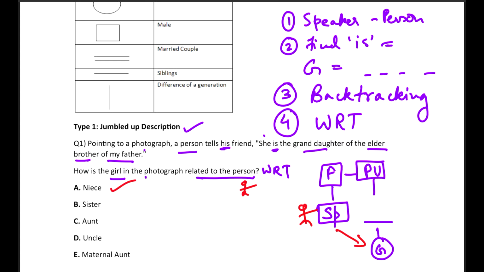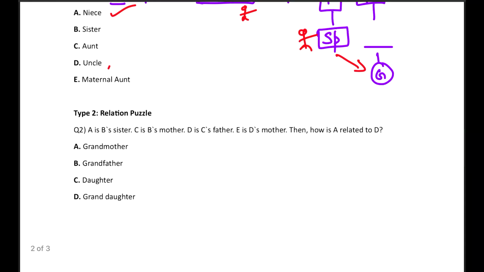Remember, one of the options is given as uncle also. This can be possible if the question says, how is the speaker related to the girl in the photograph, just vice versa. So read the last part of the question very clearly, because this can bring wrong answers. If you follow these 4 steps, I can assure you that your accuracy in blood relation questions will be 100%.